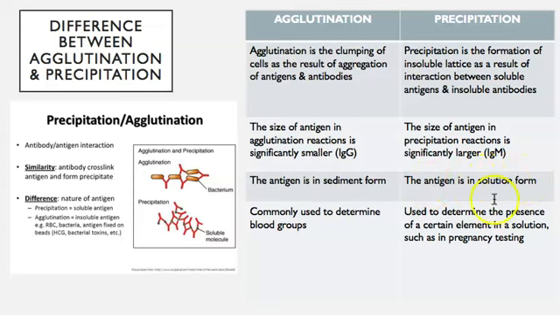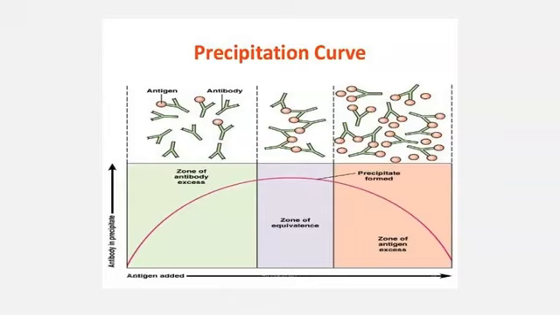in solution form. And then agglutination reactions are commonly used to determine blood groups, because we're seeing the result of that antigen-antibody combination in the form of agglutination, whereas precipitation reactions are used to determine the presence of a certain element in a solution. An example of that would be pregnancy testing. And then here's a table just to represent that precipitation curve, and the zone of equivalence versus zone of postzone and prozone, where you have either antigen or antibody excess.